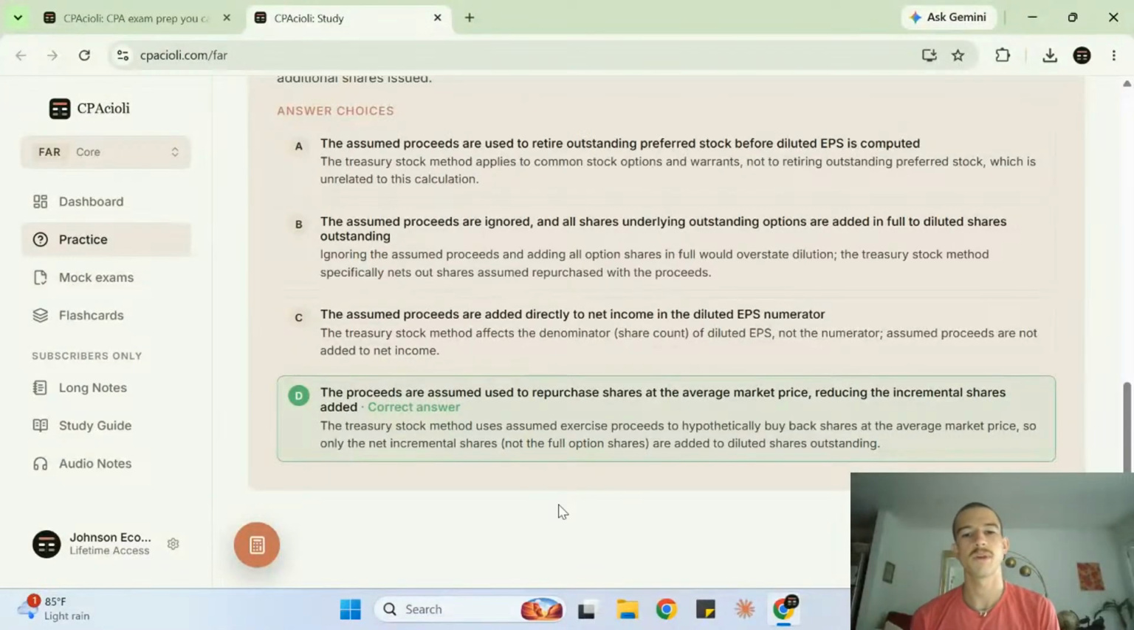The treasury stock method uses assumed exercise proceeds to hypothetically buy back shares at the average market price, so only the net incremental shares, not the full option shares, are added to diluted shares outstanding.